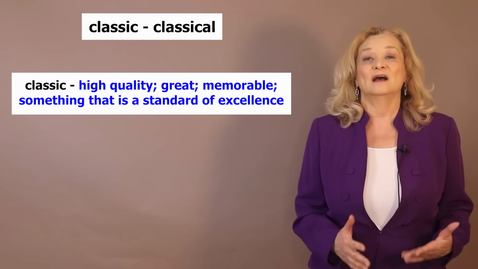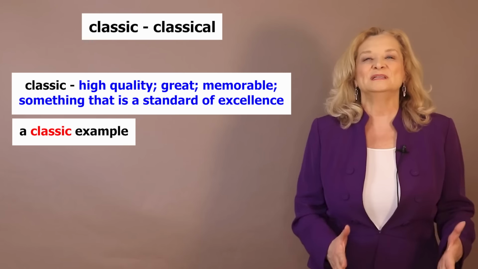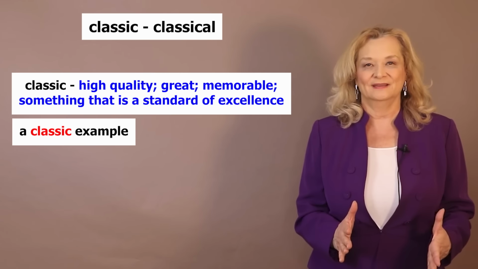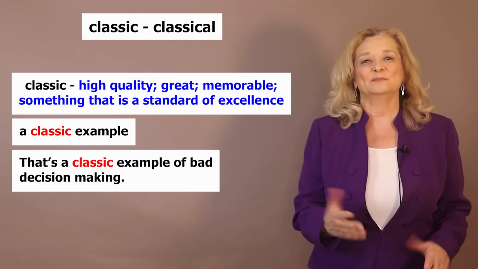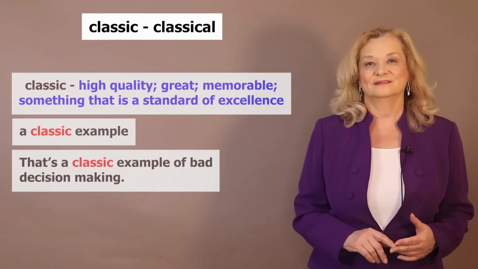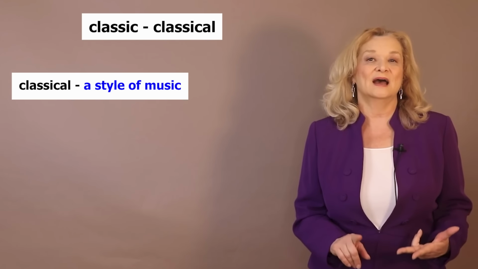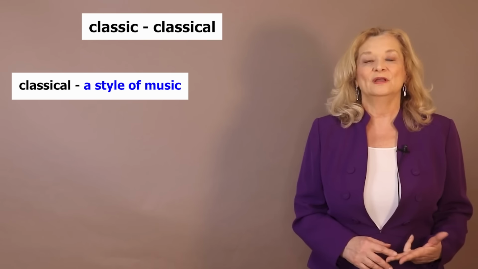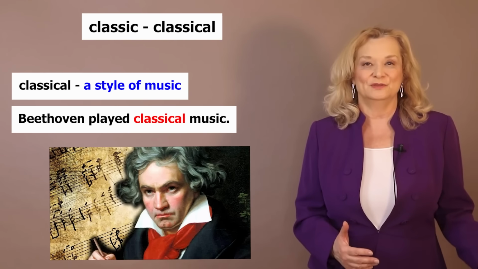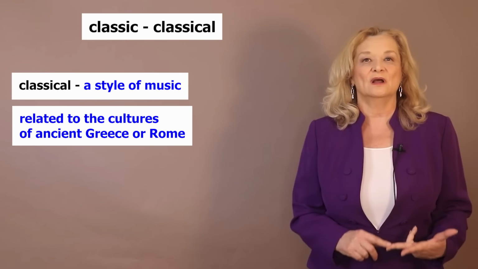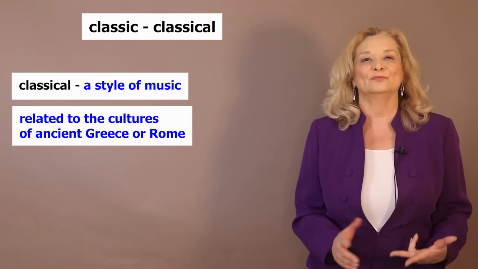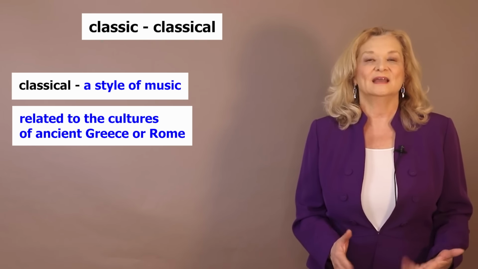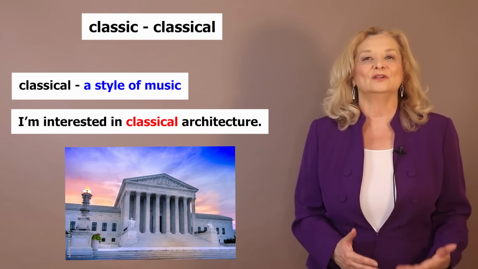We often say a classic example, and that means a perfect example of something. That's a classic example of bad decision making. And classical is a style of music. For example, Beethoven played classical music. It's also related to the cultures of ancient Greece and Rome. For example, we can say, I'm interested in classical architecture. Let's go on to the next two words.